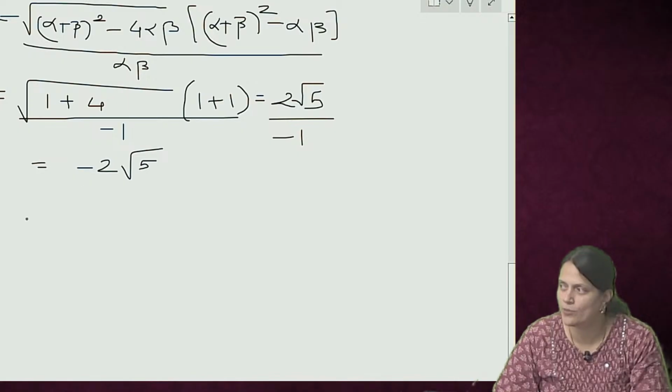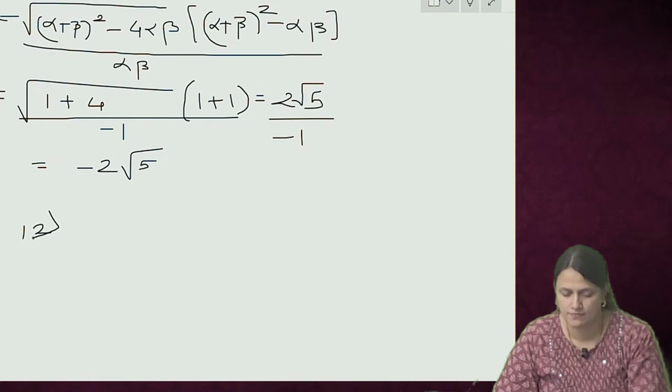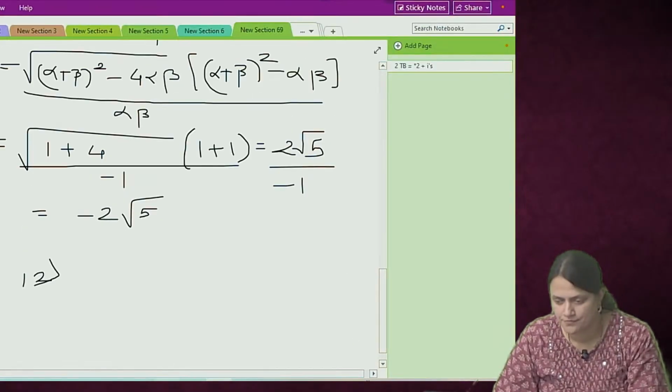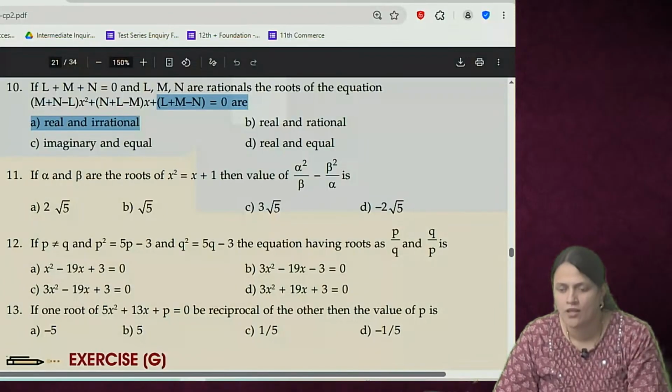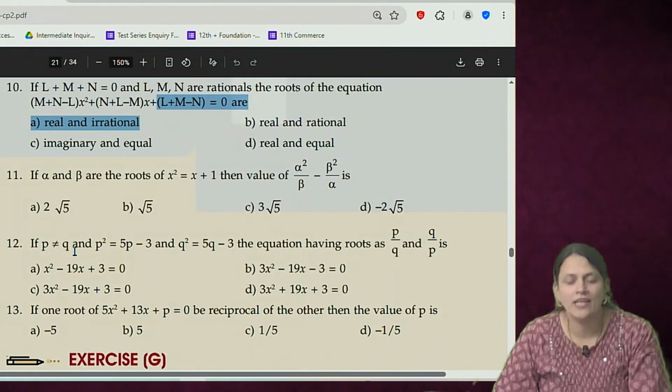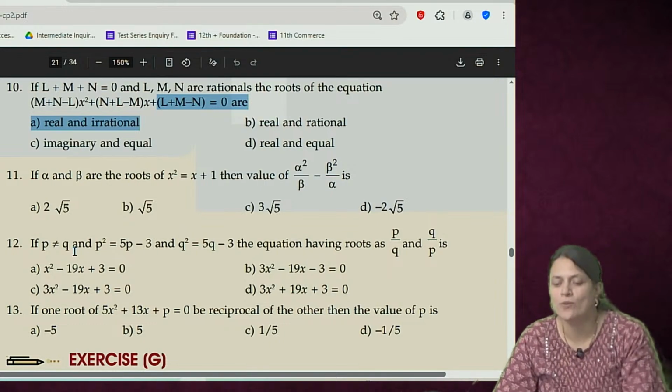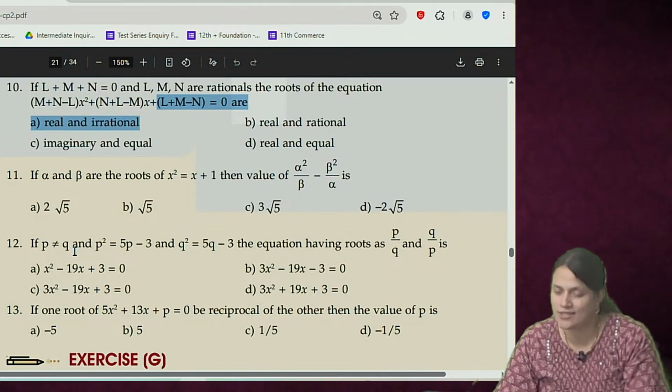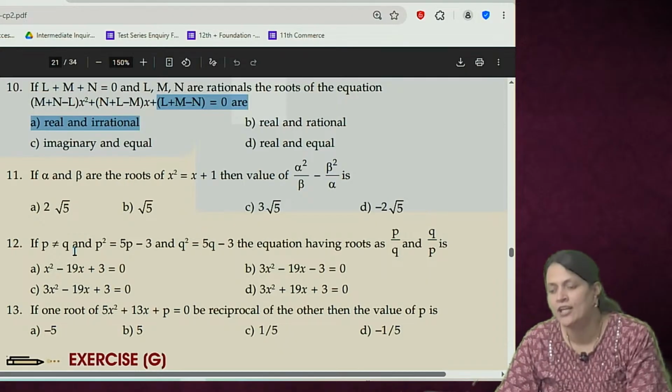Now let us solve the 12th one. If P is not equal to Q and P square is equal to 5P minus 3, Q square is 5Q minus 3, the equation having the roots as P upon Q and Q upon P is.